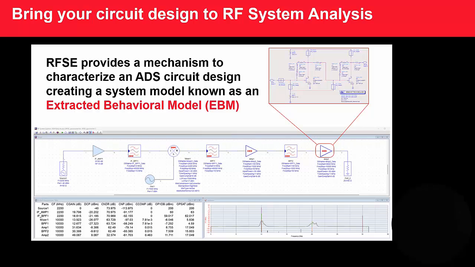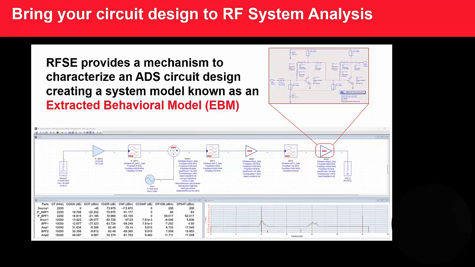So this is the user interface for RFSE. When you launch RFSE, you can construct your complete chain or maybe just a single amplifier. And then you can represent the amplifier using behavioral level parameters like gain, noise figure, 1 dB gain compression, and so on. And then once the amplifier, for example, has been designed in ADS circuit design, then you can extract the circuit level representation in an extracted behavioral model and replace the behavioral level amplifier, for example here, with the extracted behavioral level model, which then accurately captures the circuit level representation.